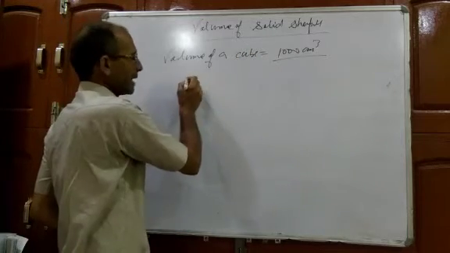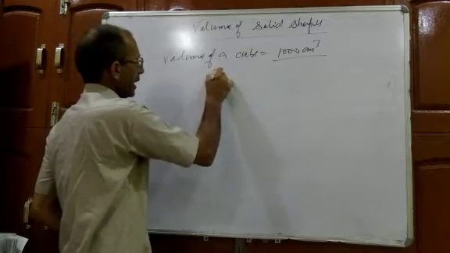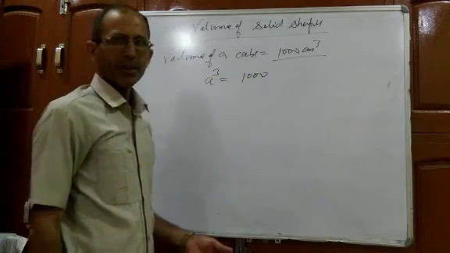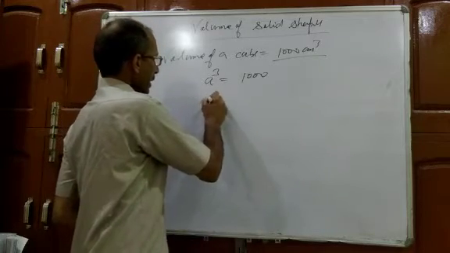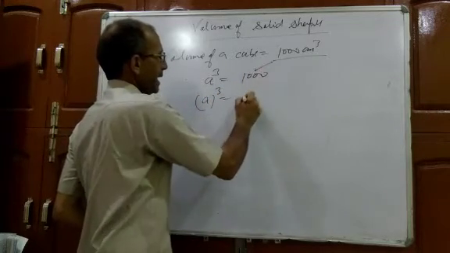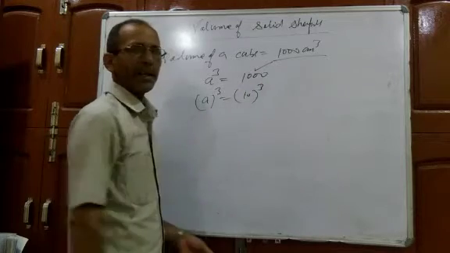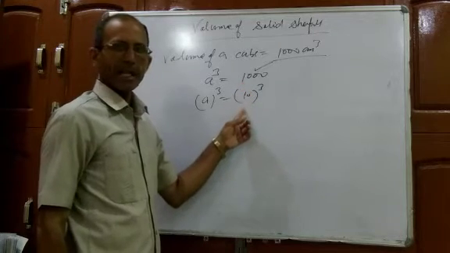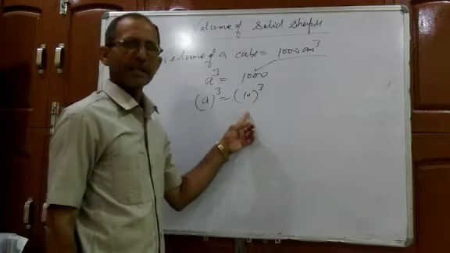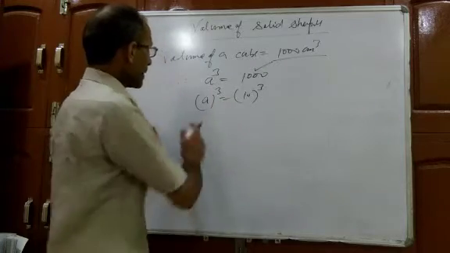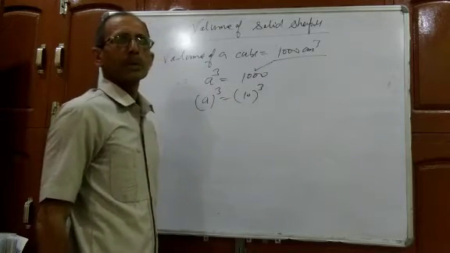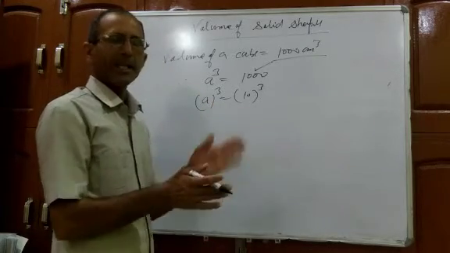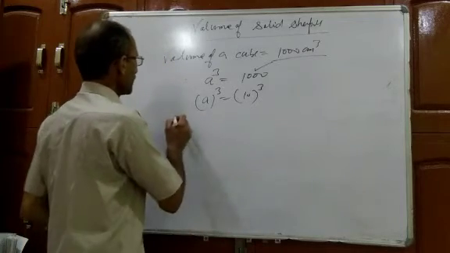Because the volume is given, A cube is equal to 1000. Now 1000 is the cube of 10, that is, 10 cube. Is it clear? Yes, because 10 times 10 times 10 is written as 10 raised to the power 3. Now the bases are the same, so compare their powers, or you can take the cube root on both sides.